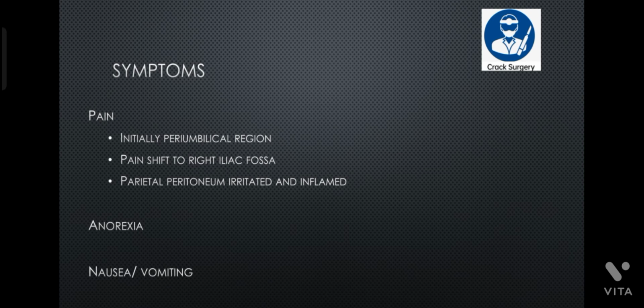Symptoms of appendicitis. First is pain. Initially in the periumbilical region, then the pain shifts to the right iliac fossa, where the parietal peritoneum is irritated and inflamed, which causes severe pain in the right iliac fossa. Anorexia is almost always present, followed by nausea and vomiting.